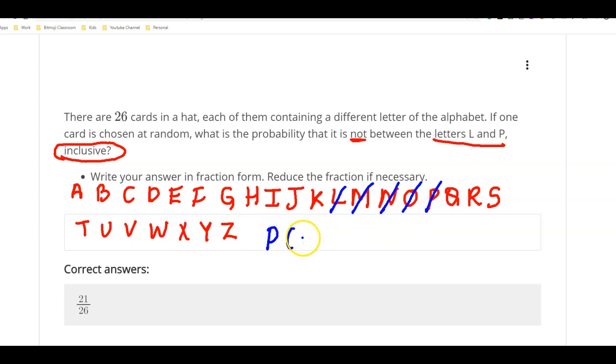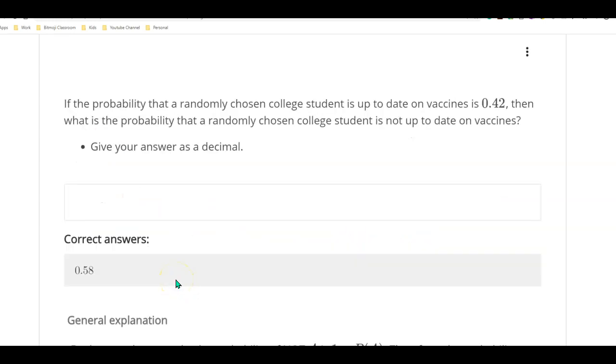The probability of not choosing letters L through P is, again, I start with my sample size. How many letters do I have? 26. How many did I strike off? 5. That means the rest I can use, which is 21. They should not be L, M, N, O, P. They can be anything from the rest, which is 21 options. All right, let's look at the next problem now.